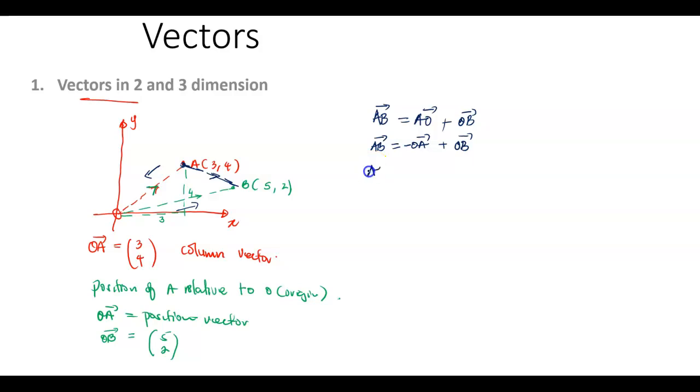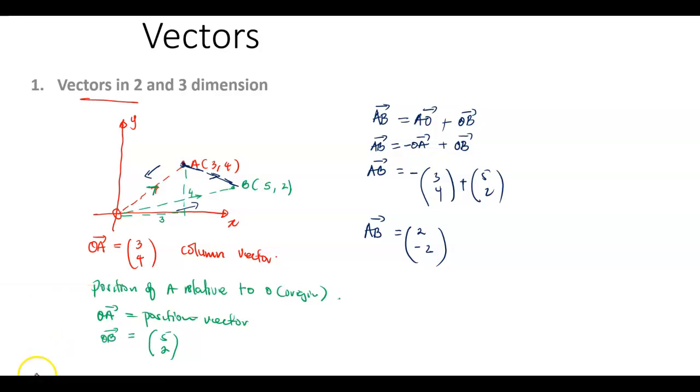That means if I'm looking for the vector AB, it's going to be the vector negative OA, where A is (3, 4), plus the vector OB, which is (5, 2). So my vector AB is equal to minus 3 plus 5, which is 2, and then minus 4 plus 2, which is minus 2. Now you can see I've done some things over here.